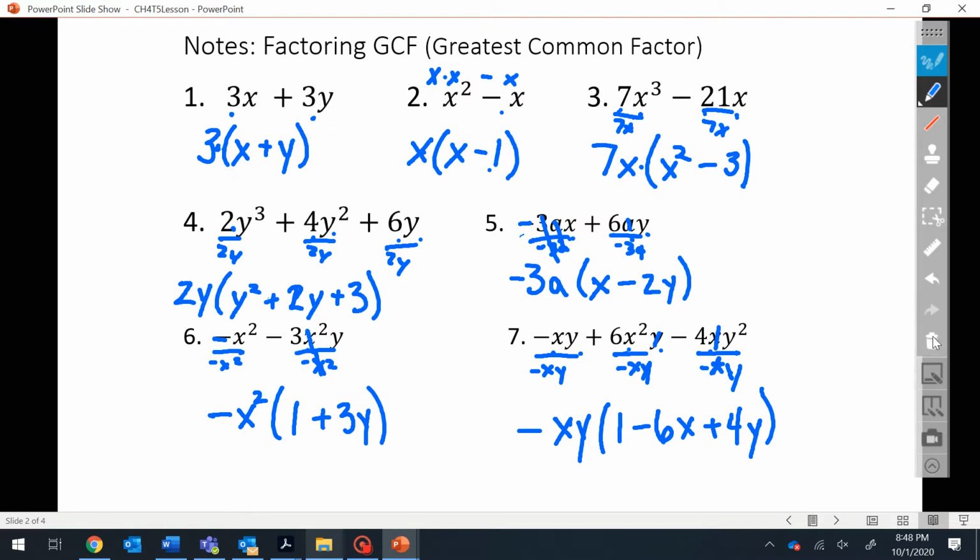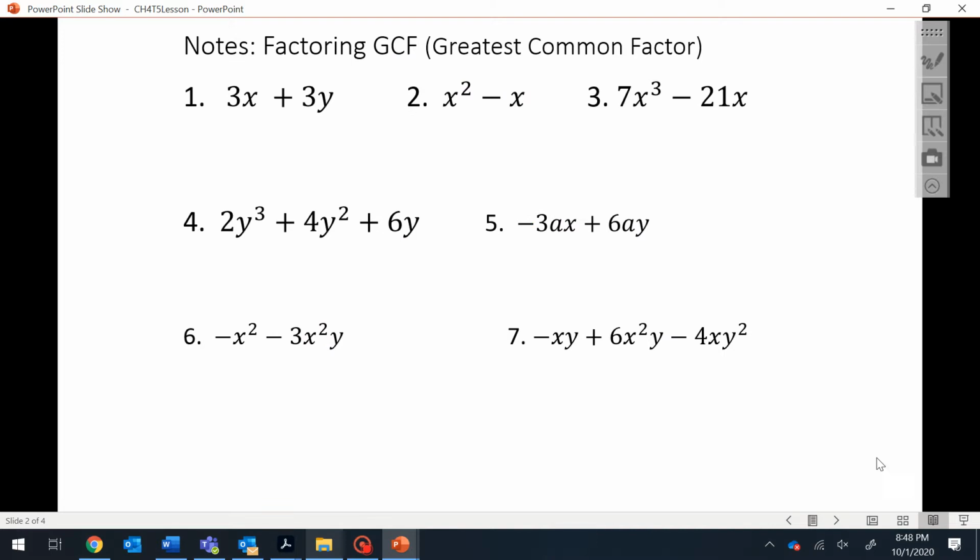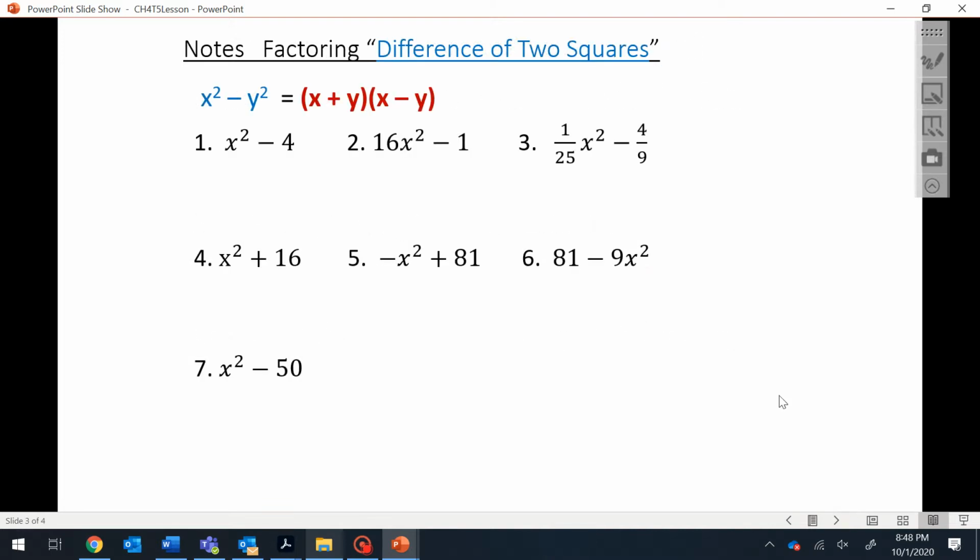That's the first thing we need to look at. This is called factoring out the greatest common factor. This typically occurs when every term has a greatest common factor that you can factor out. There's also something else which is called factoring the difference of 2 squares.